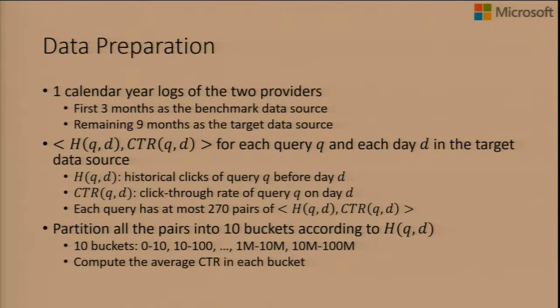So for each query Q and each day D in the target data source, we get a pair, H(Q,D) and CTR(Q,D). Here, H(Q,D) is the historical clicks of query Q before day D, including the clicks in the benchmark data source. And CTR(Q,D) means the click-through rate of query Q on day D. Then for each query, we have at most 270 pairs. Okay, because we have 9 months, and if this query appears on some day, then it will create a pair for this day. But if a query does not show up on some day, then it will have no such pair. Then we partition the pairs into 10 buckets according to the historical clicks. The 10 buckets span from 0 to 10, 10 to 100, and the largest one is 10 million to 100 million clicks. Then we compute the average CTR in each bucket. So this is our basic setting.